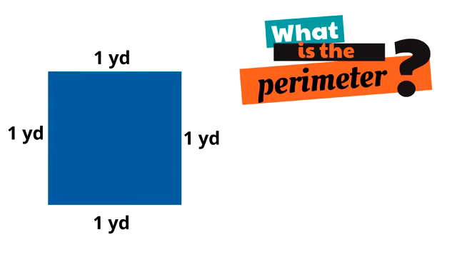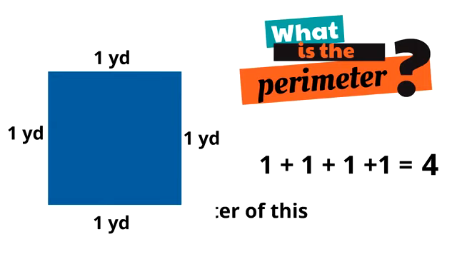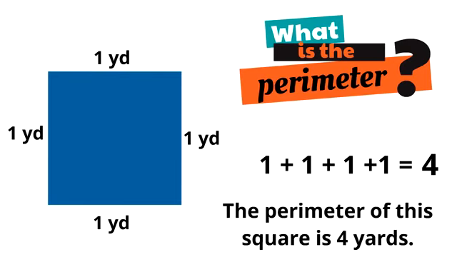Remember, the perimeter is the distance around a shape, so we'll need to add all of these sides up. Okay, what's 1 plus 1 plus 1 plus 1? Yeah, 4. The perimeter of this square is 4 yards. The perimeter, remember, is the distance around a shape. If you were to go around this entire square, it would be 4 yards.